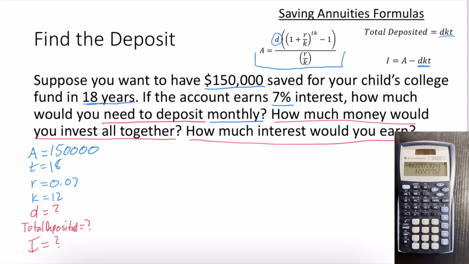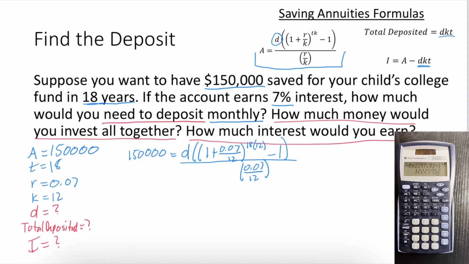So if I plug the numbers I know into the formula, A is 150,000. And then D is the thing I'm looking for. And then in parentheses, we have 1 plus our interest rate, which is 0.07, divided by 12, which is our number of compounds. Then T is 18, and our number of compounds, again, is 12. And then we have minus 1 to finish out the top part of that formula. And then on the bottom, we have 0.07 over 12.